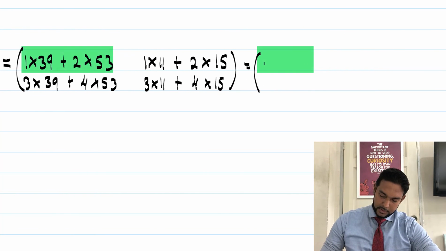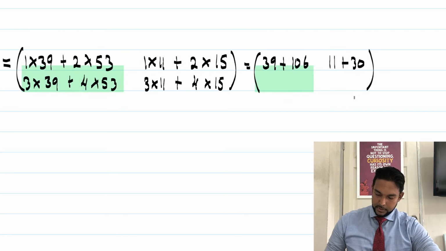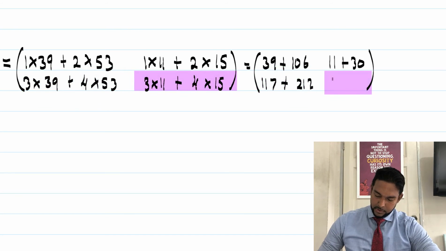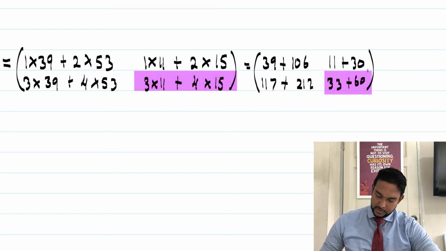Okay, 1 by 39 will give us 39. 2 by 53 is 106. 1 by 11 is 11. 2 by 15 is 30. 3 by 39, I believe, will give us 117. 4 by 53 will give us 212. 3 by 11 is 33, and 4 by 15 is, no, not 30. 4 by 15 is 60, as a matter of fact.